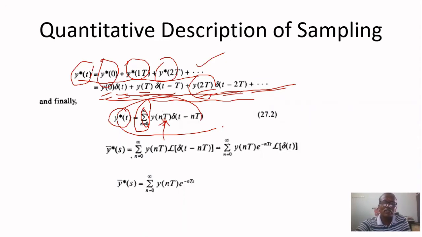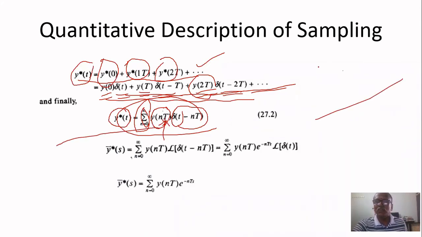So if you take the Laplace transform on both sides, what will you get? This is the only time function. All others are constants. y of nT is a sampled value. The magnitude is represented by y of nT at the nth instant with sampling period T. What is the value? It is a constant. Suppose in the graph this signal is sampled at nT, it is a constant. And this is the only variable.